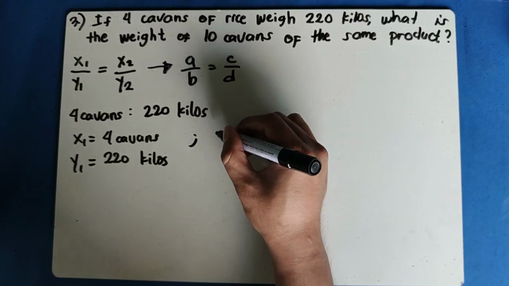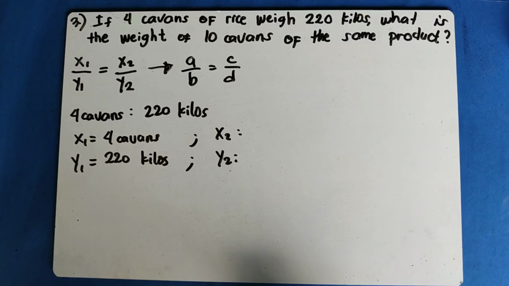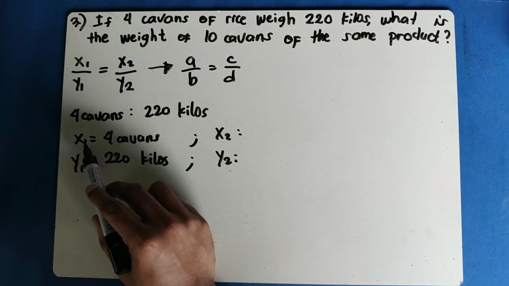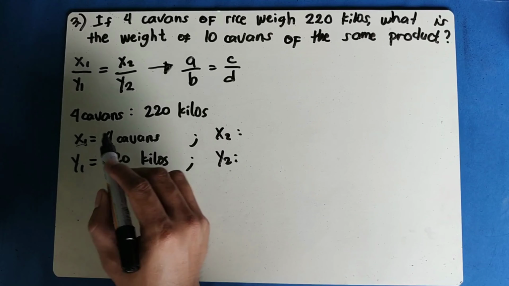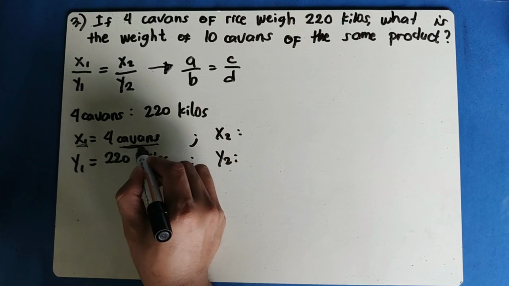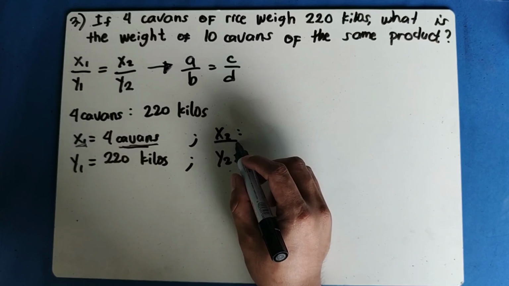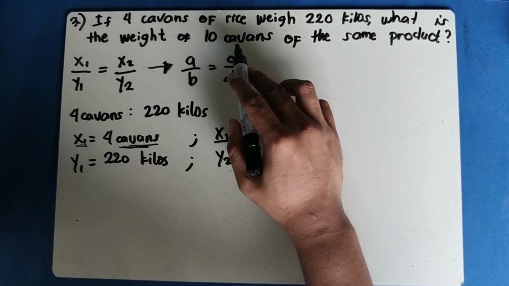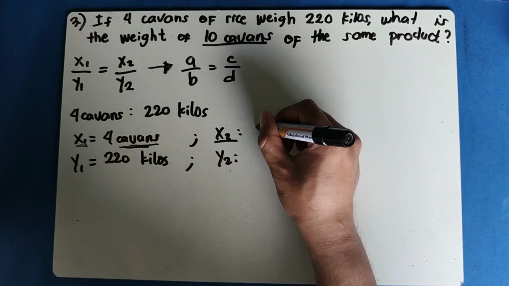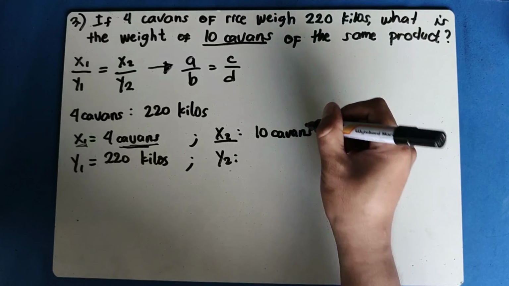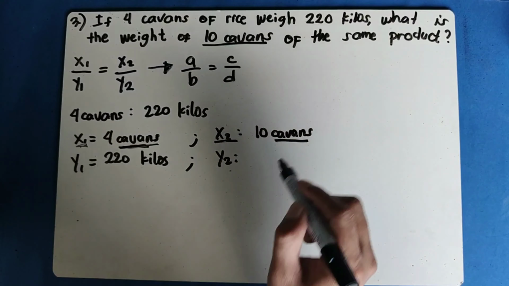Now, what are the values of our X sub 2 and our Y sub 2? So that we are not confused about which variable is being looked for, whatever object we use in X sub 1 should also be the object we use in X sub 2. Since X sub 1 talks about kavans, X sub 2 should also talk about kavans. So in the second statement, what is the weight of 10 kavans of the same product? So this 10 kavans will be our X sub 2, because the variables should be the same: kavans, kavans. Okay?